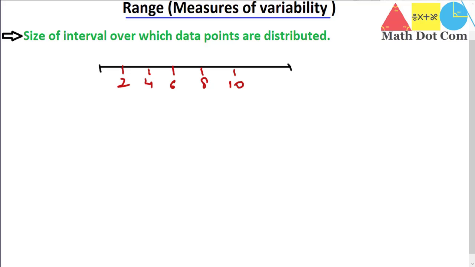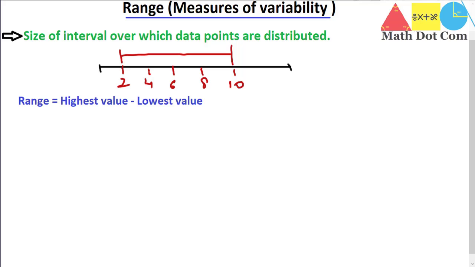So what do we need? What measure of variability will we make use of? We will use the range. Range will help to find the range of this data set. But how? There is a formula related to the range that will help us find the range of any given data set. So let's write the formula: range is equal to highest value minus lowest value. A very simple formula for the range.